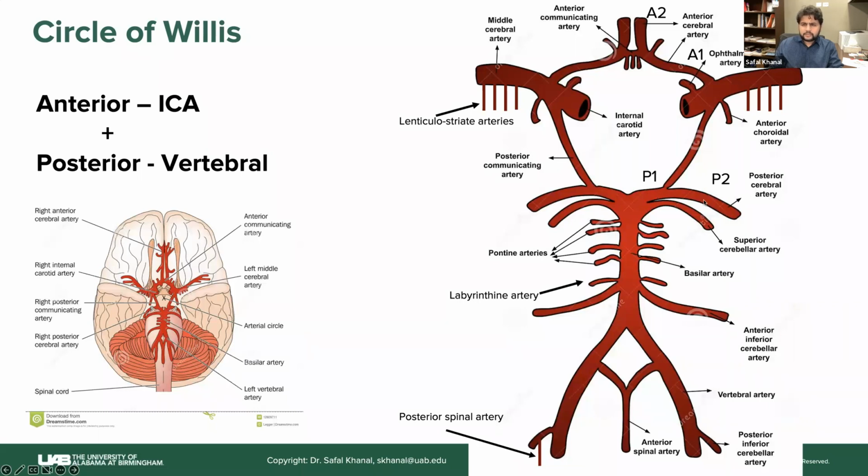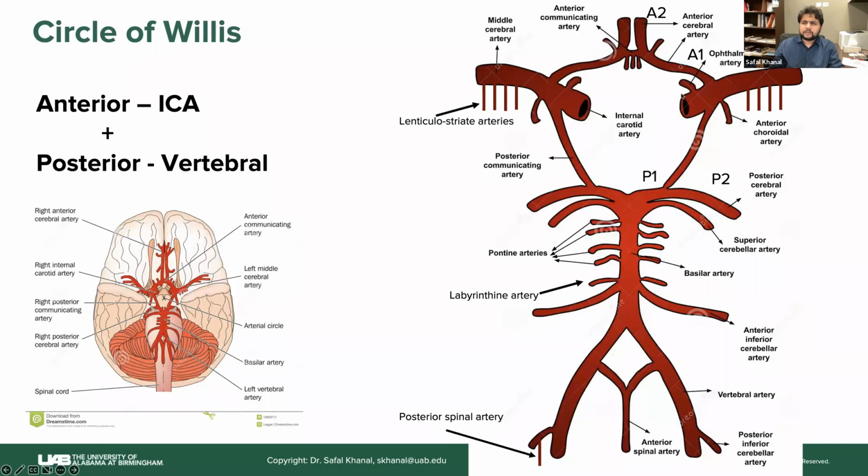Now, this artery is connected to the internal carotid artery by the posterior communicating artery. So here is the connection between the internal carotid artery system and the vertebro-basilar system. You have your internal carotid artery here, which gives rise to the middle cerebral artery. And then on the anteriormost part, these arteries on the two sides connect with the anterior communicating artery. The anterior cerebral artery connects with the anterior communicating artery.